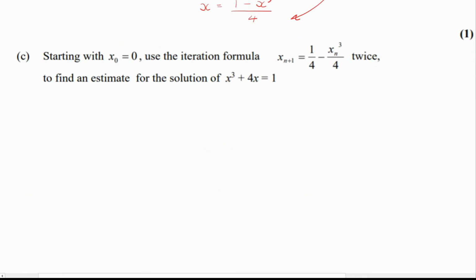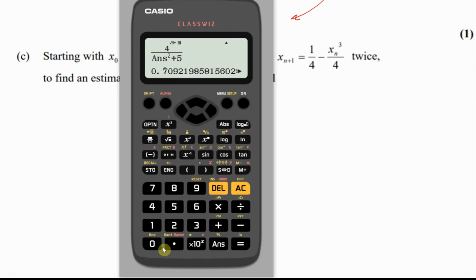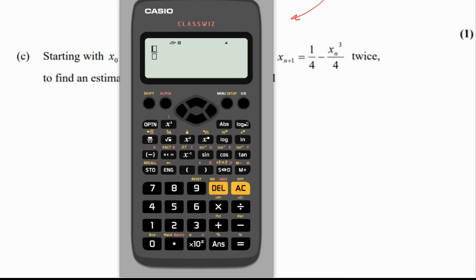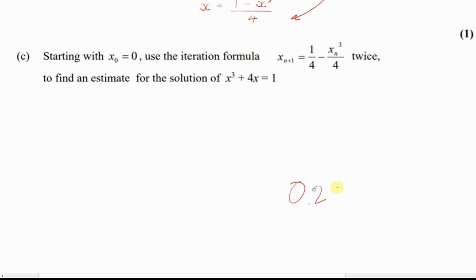Okay, and again, part C, we have another iteration part. So let's go for that again really quickly. First things first, you log in 0 as your answer. We're then going to copy down this right-hand side into my calculator. Everywhere I see answer, I'm going to write xn instead. So here's the answer cubed, because it's xn cubed, over 4, and we're using it twice. So once, twice, that's my answer, 0.246 to 3 decimal places.